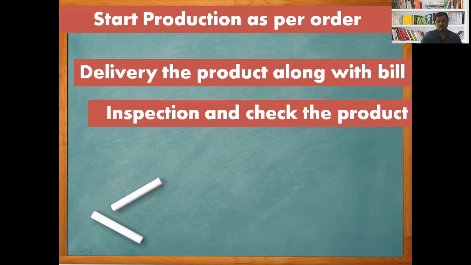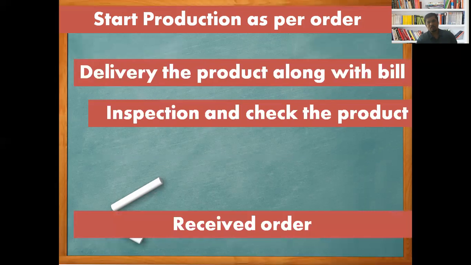Then comes inspection and checking of the product. My priority before receiving the order, before collecting the mobile phones, is to inspect each and every mobile phone. Is it proper? Is the condition okay? Is it working? Is it not damaged? Is it not a faulty phone? I have to check all 100 mobiles as per the order given. That is called inspection and check of the product.